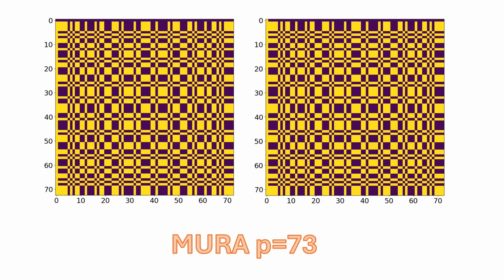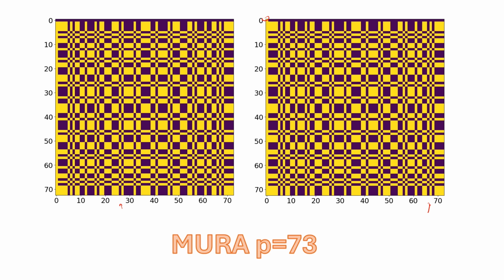On the base 73, here's what those codes look like. You see this little tiny thing up in the corner is 1. In this code, the yellow, this is a complementary code, yellow is 1 and dark is -1. On this code, dark is 0 and yellow is 1.